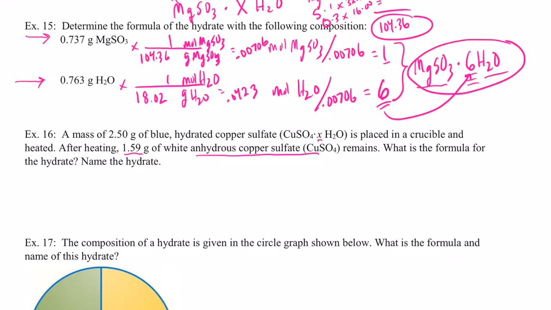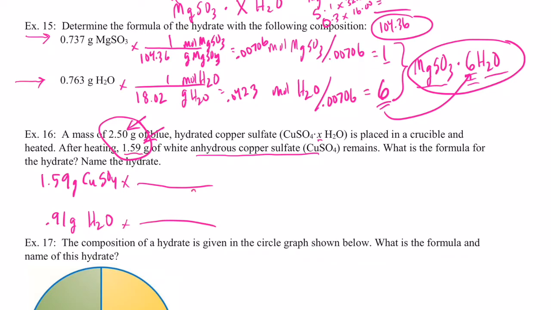Let's figure this out. We have 1.59 grams of CuSO4, that's the anhydrous. And we have to figure out grams of water, don't we? Well, let's see. If the compound weighed 2.5 grams with water and 1.59 grams without water, the difference would be 0.91 grams of water. So now we have our grams of anhydrous compound and our grams of water. So we need to convert those to moles. So I'll go from grams to moles of CuSO4 and grams to moles of H2O.